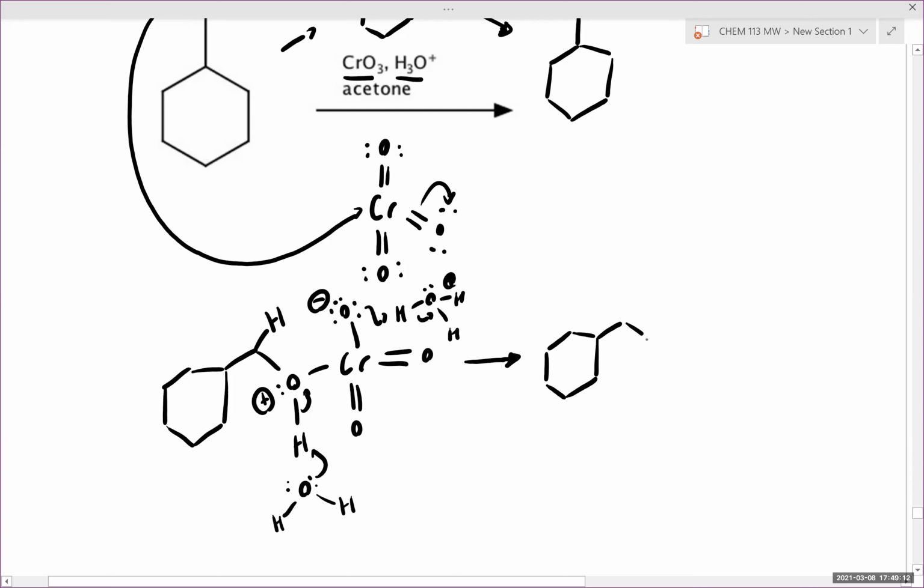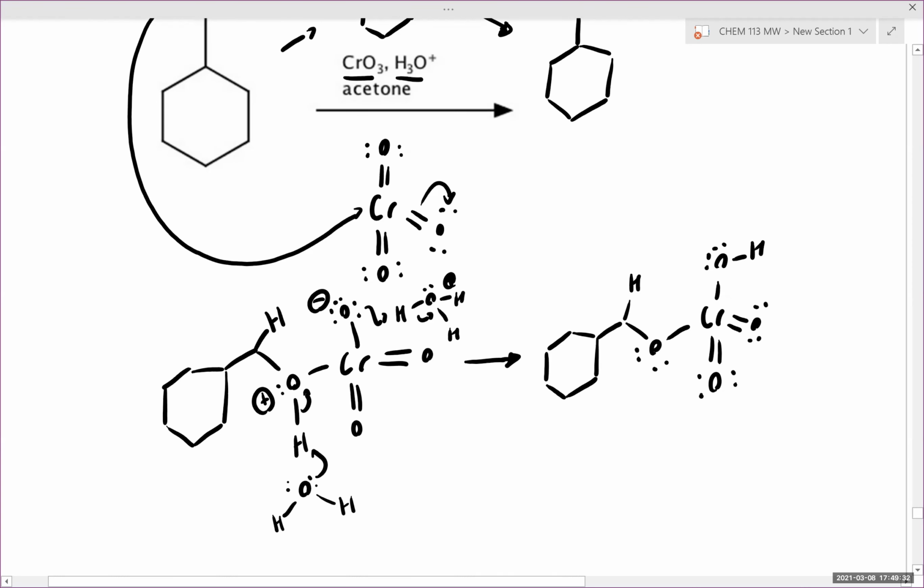This serves two purposes. One, it activates our substrate. And two, it activates our chromium for the follow-up oxidation step.